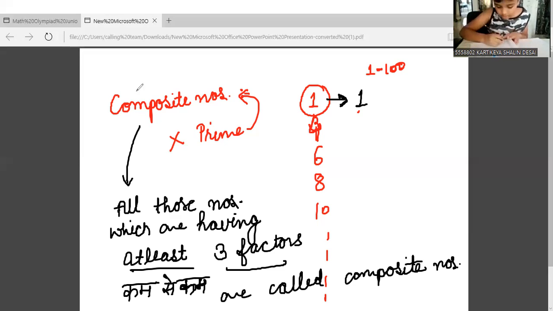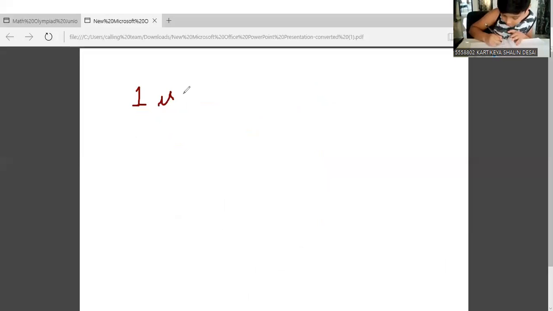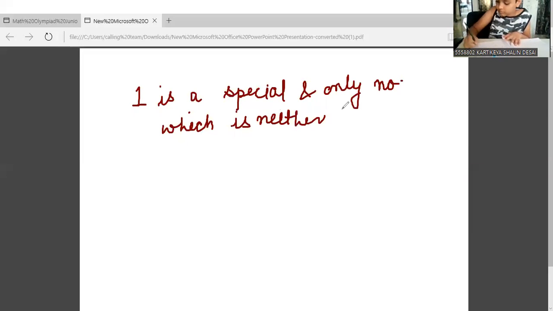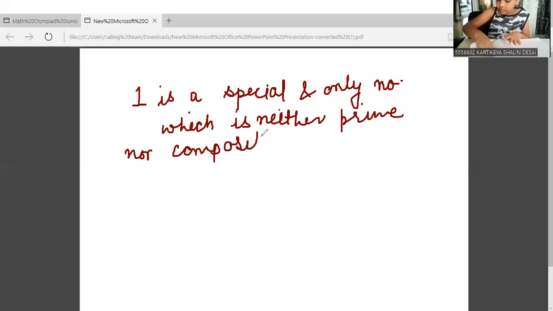Yes, write it down now. Now write down this also. 1 is a special and only number which is neither prime nor composite.